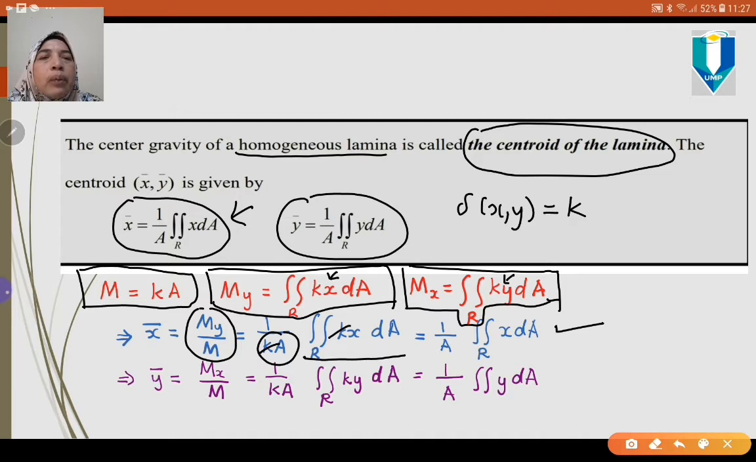Likewise, for y bar for the centroid, you need to divide the moment about the x-axis over this mass, and you know the mass is just kA, and this is the moment about the x-axis. You notice that also you can cancel that k value to give you this value, which is basically the same as the centroid of the lamina for y bar. So basically what I'm saying here is that the centroid and the center of gravity of a homogeneous lamina are the same.